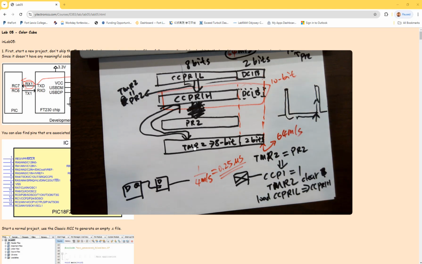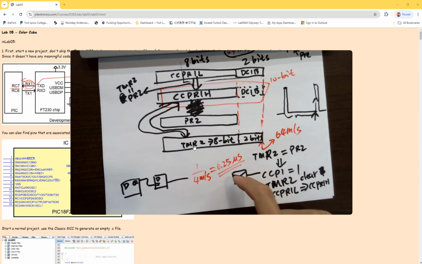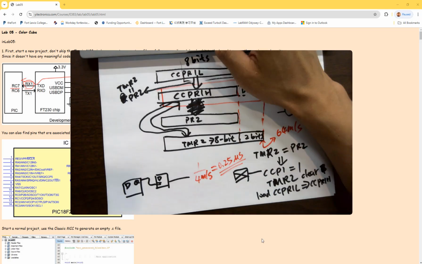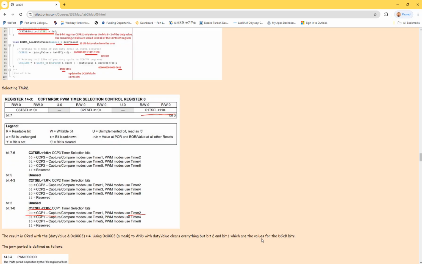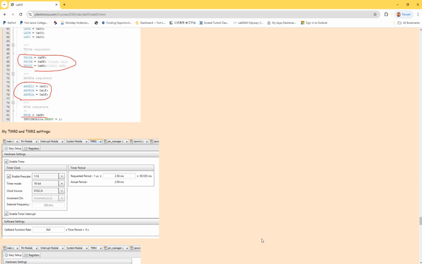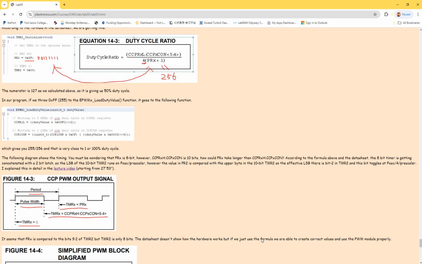So 1 count is how long? It's given. So what's the resolution of the duty cycle adjustment? A quarter microsecond. Agree with that? That's the duty cycle resolution? Yes. And we're given that there's a 1 to 16 prescaler. Okay.